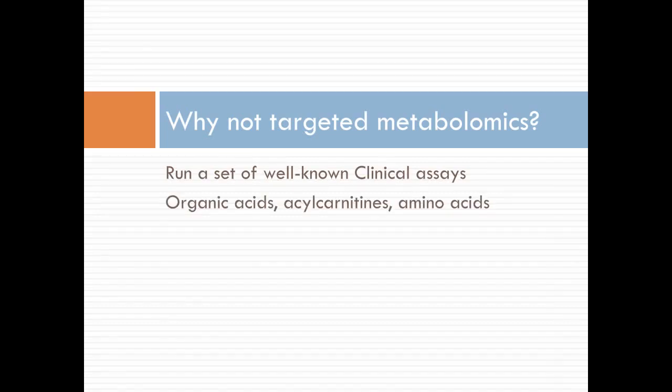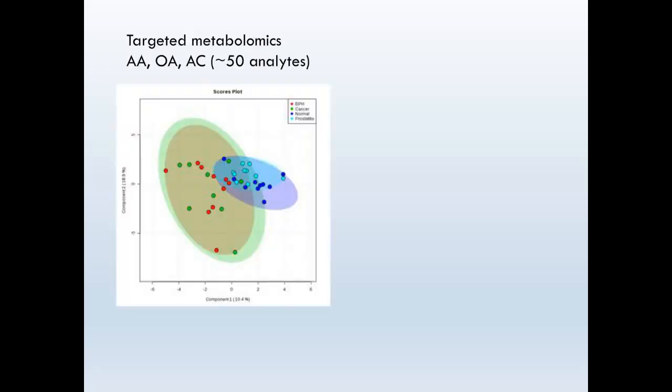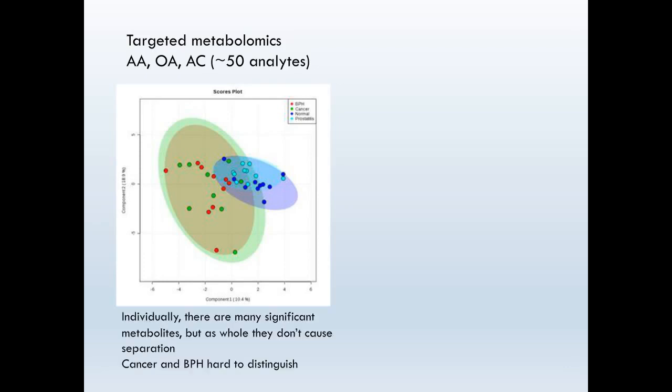Okay, so there are opportunities to do targeted metabolomics at the beginning versus doing global. I like to start with global metabolomics. But we did in this study do both because you get different information. So why not just start with targeted metabolomics then, where you can get quantitative information and you get that information readily. So we can run a set of well-known clinical assays and we can get that information. And so in this case, we ran organic acids, acylcarnitines, and amino acids.